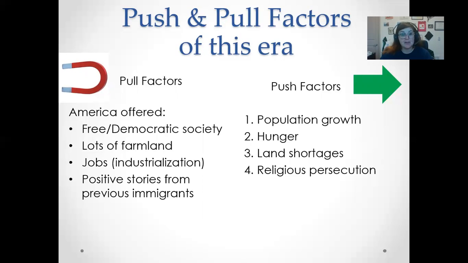And positive stories from previous immigrants, right? Which is why this immigration continued really over this 50-year period. So as immigrants come to the US and have a positive experience and find jobs and find land and are successful, they say, hey, come to the US and you can experience what I did as well. So it kind of builds on each other.